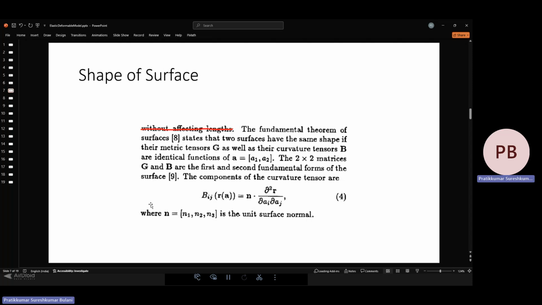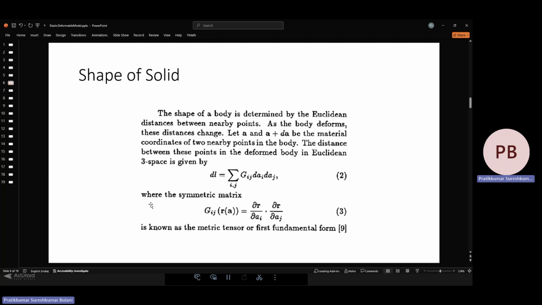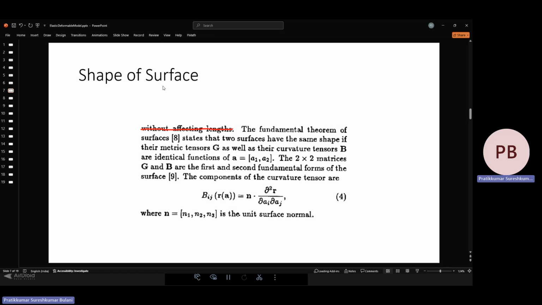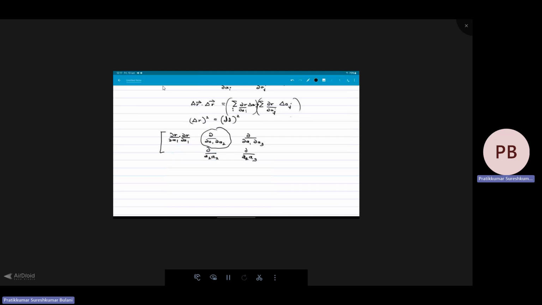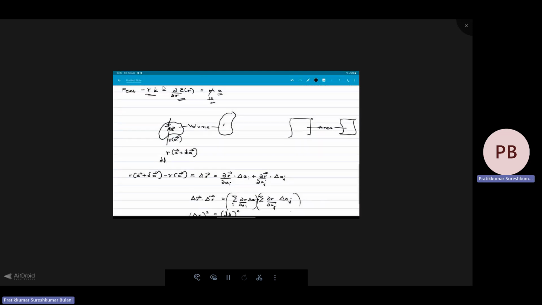Now let's talk about the shape of a surface. I'm calling this G matrix the metric tensor. Now let's talk about what's going to happen in a surface. I'll show you what's happening here. So these are two areas. Over here, I have shown you two areas.